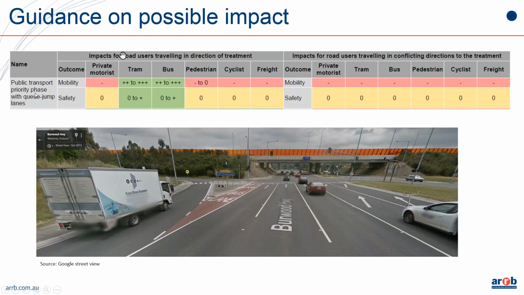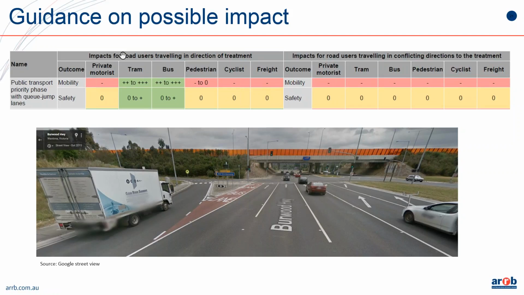One example is this public transport priority phase with queue jump lane, and this is one picture illustrating this particular treatment. And you can see here that the plus signs go from 2 pluses to 3 pluses, so it will assist the mobility of trams or buses, as the case may be. And as you can see also, there are potential negative impacts to the other road users using this particular intersection with the treatment.